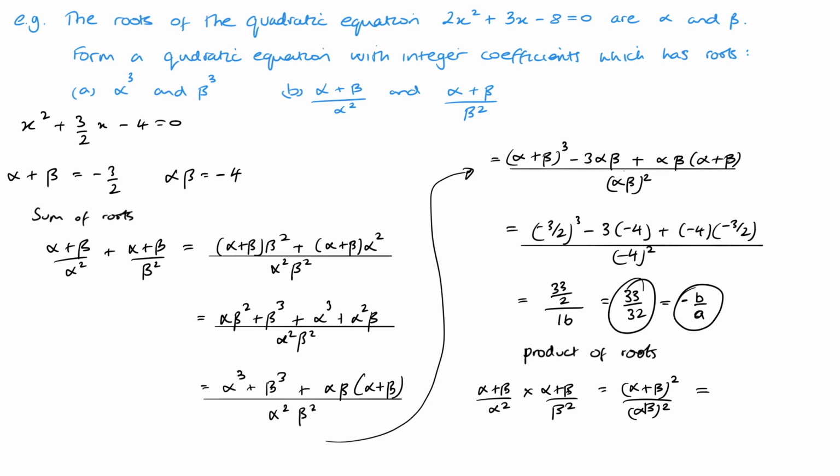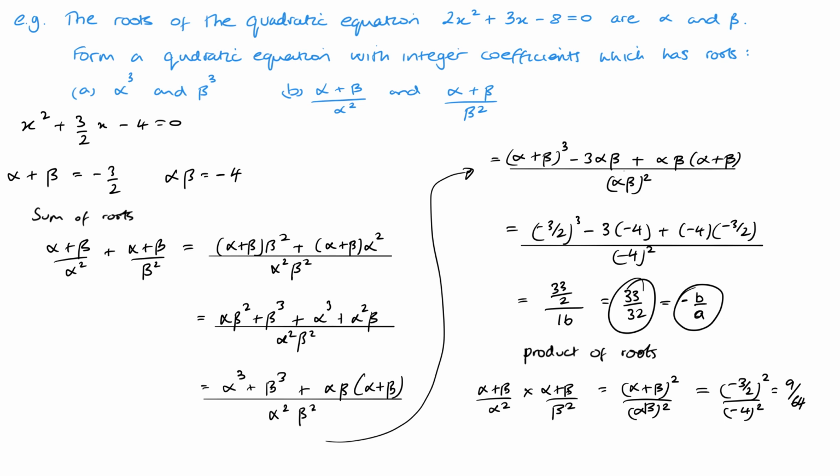Pop it here just so I can fit it in, but we've got minus 3 over 2 squared over minus 4 squared. And that gives me 9 over 64. And of course, that is my c over a.